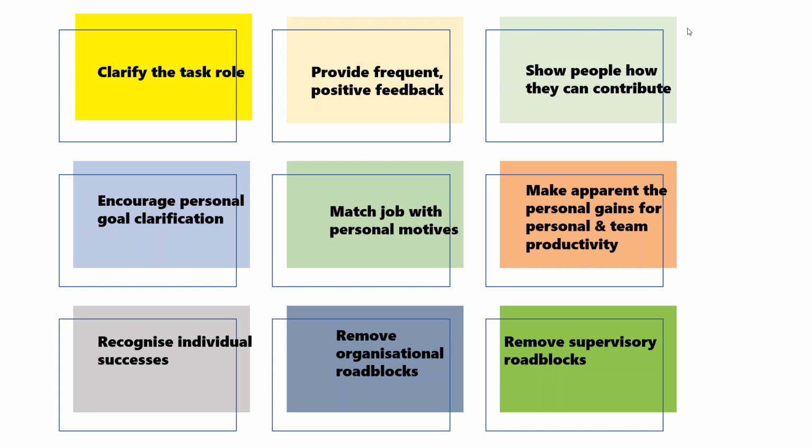The next one here on the list is making apparent personal gains for personal and team productivity. So people need to understand what progress they're making, basically. And again, that comes back to feedback. And as Cassandra said, it's also around clear communication, recognizing individual success. Now, we talked about praising people in public and criticizing in private, whatever it might be, and we had a bit of discussion about that.